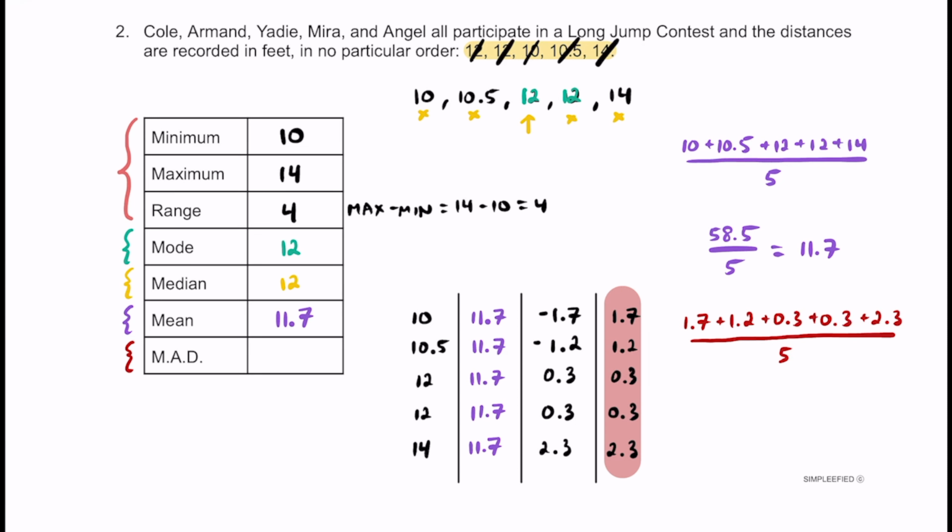If we add up all these deviations, we're going to get a sum of 5.8 feet here, or we can also say that's going to be 5 4/5. And let's go ahead and divide that by 5. If we do 5.8 divided by that 5, we're going to get 1.16 feet. So on average, each of these jumpers were 1.16 feet away from the average distance of 11.7 feet.